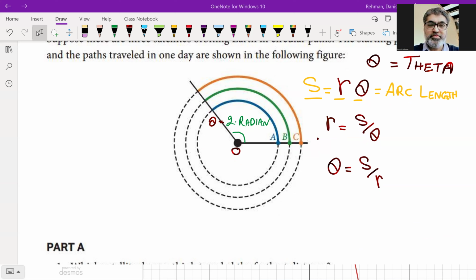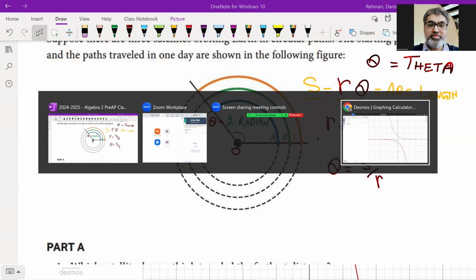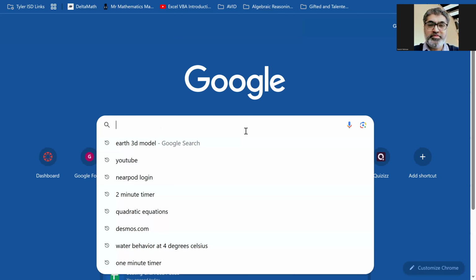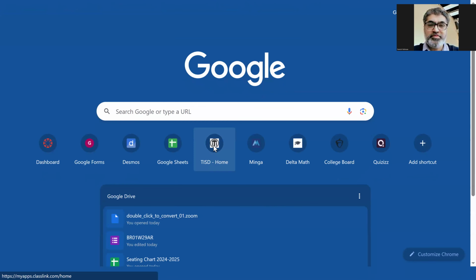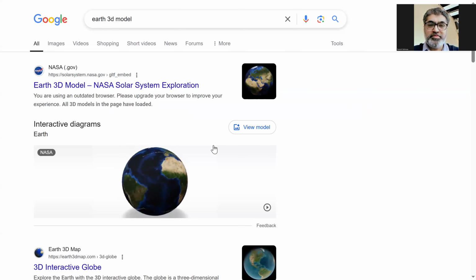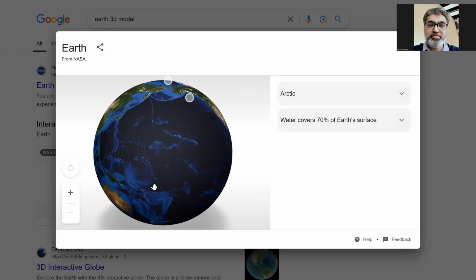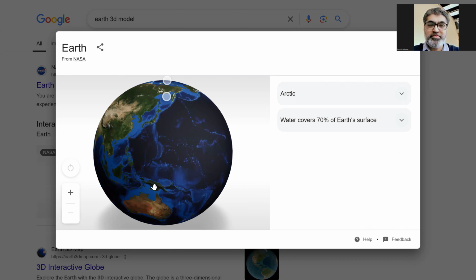Have you ever Googled the 3D model of Earth? Ever done that? Okay, let me do it now. I will bring up the 3D model of Earth. That's a 3D model, right? It's rotating, right? Where are you on this model? Just go to the real one. This is a real model, made by NASA.